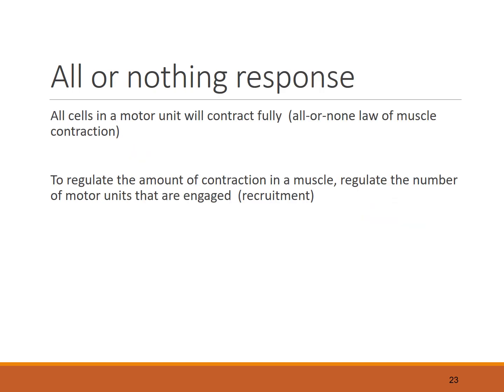When a nerve impulse is sent by a motor neuron, all cells in the motor unit will contract. Regulating the amount of contraction, or force of the contraction, is done by regulating the number of motor units that are engaged, called recruitment. So you can see, if you want a lot of precision, you don't want a large number of muscle cells in one motor unit. You want very few muscle cells in each motor unit, and then you can always recruit or add more motor units on as needed.